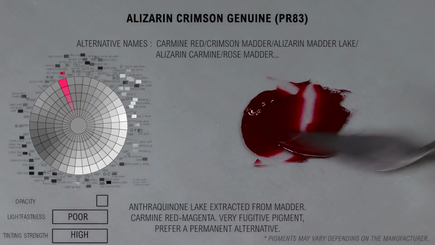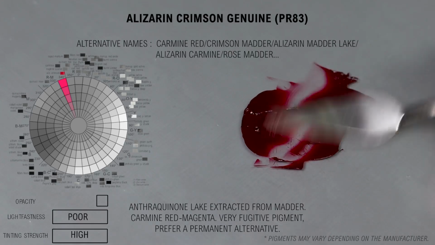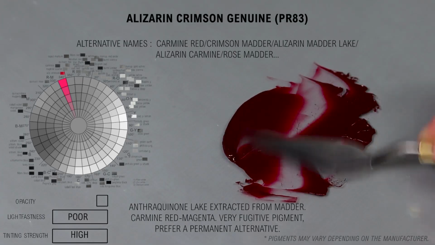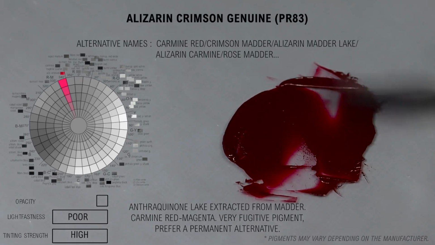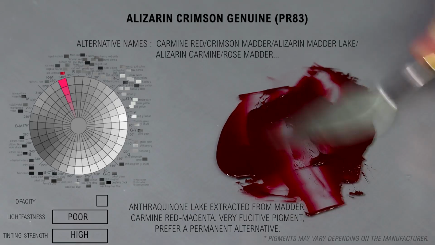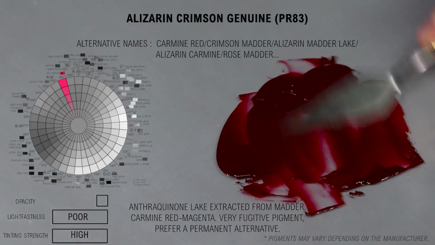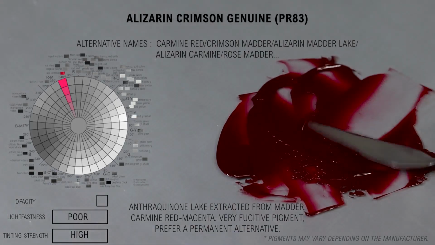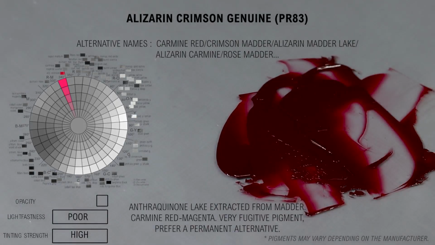Alizarin crimson is an anthraquinone lake extracted from madder, a carmine red shade that draws strongly on magenta. It's extremely useful for skin complexions. Unfortunately, the original alizarin crimson is a very fugitive pigment, so you should always prefer a more permanent alternative. It is transparent, it has a wonderful translucency, and it's almost a legendary pigment.